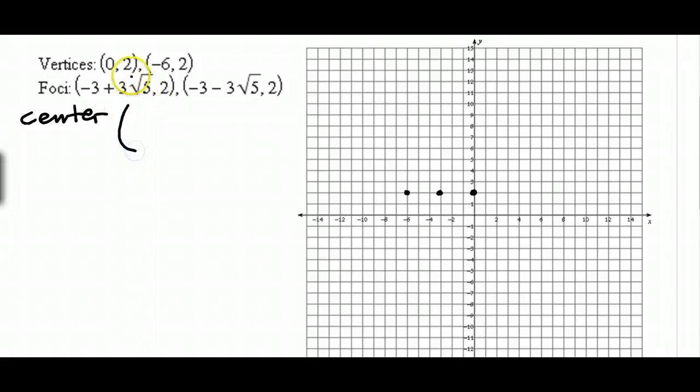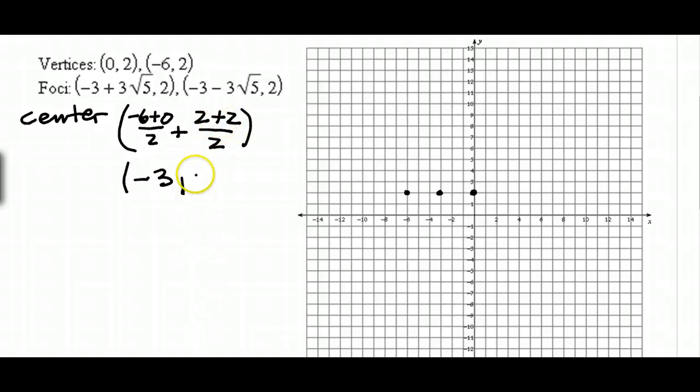We're going to do the x's added together, so negative 6 plus 0, and then divide that by 2, because the center is the average between the 2 points, plus, and then add the y values and divide by 2. So like we see in the graph here, it should be negative 3, 2. Negative 6 divided by 2 is negative 3. And 2 plus 2 is 4 divided by 2, which is 2. So there's my center, which we already found at negative 3, 2.